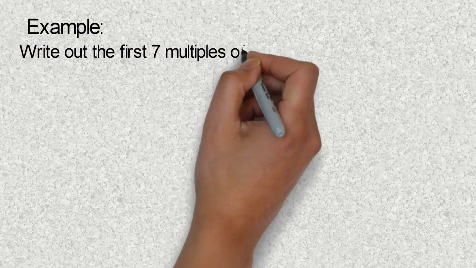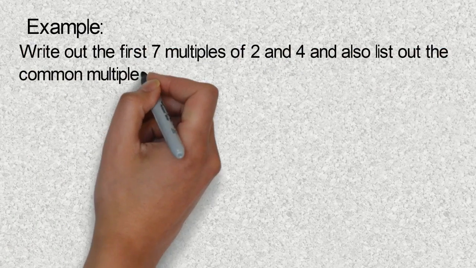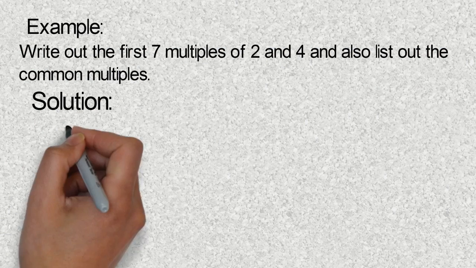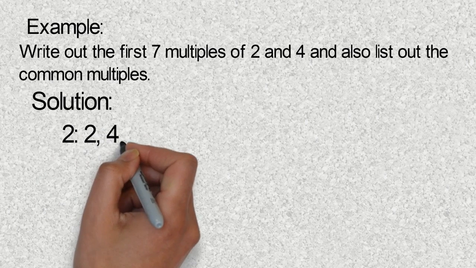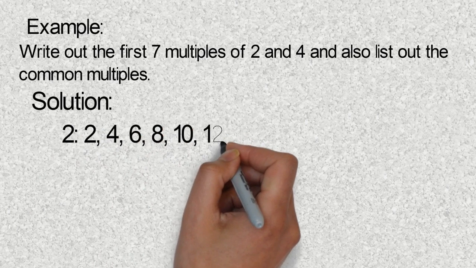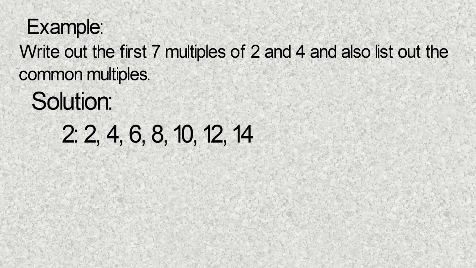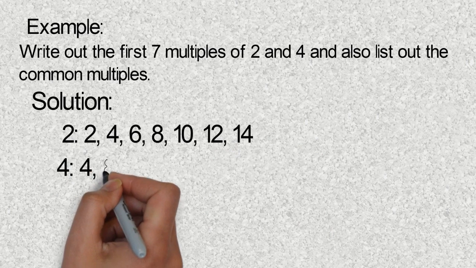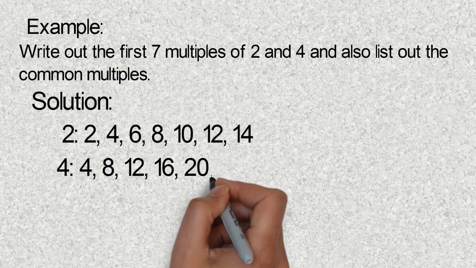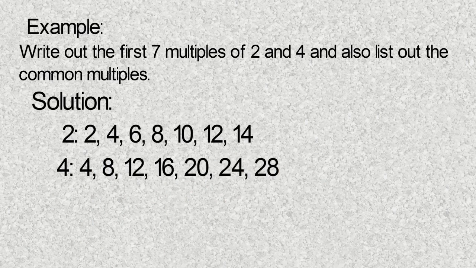Example says, write out the first 7 multiples of 2 and 4 and also list out the common multiples. So solution. Let's get the multiples of 2. So the multiples of 2 are 2 times 1, 2, 2 times 2, 4. So 6, 8, 10, 12, 14. And the multiples of 4 are 4 times 1, 4, 4 times 2, 8, like that. So we have 4, 8, 12, 16, 20, 24, 28.